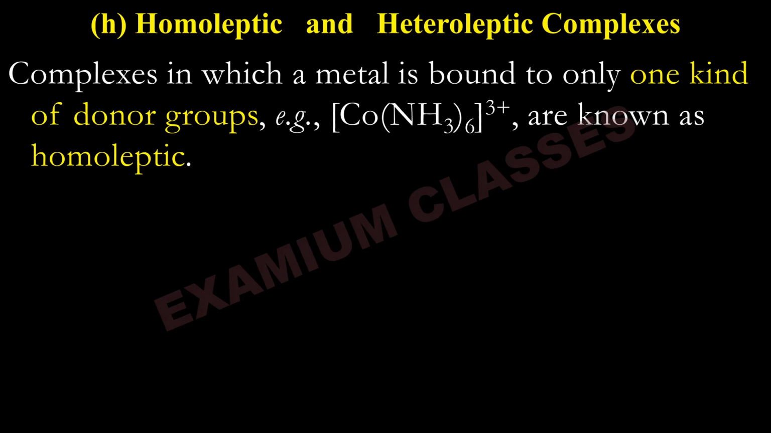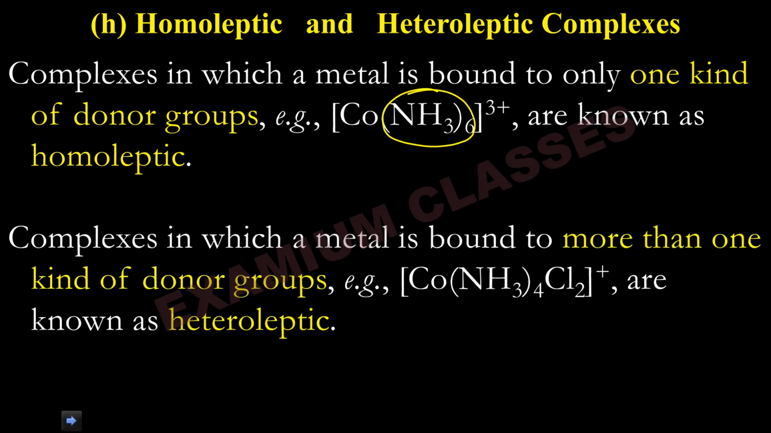Then homoleptic and heteroleptic. Homoleptic means all the ligands are the same. Hetero means different. The ligands are not the same. So if I am saying [Cu(NH3)6], this has only one ligand, NH3. There are 6 NH3. So it will be called homoleptic. But if I have different types, for example, here I have NH3 and chlorine also, this will be heteroleptic. So just remember these terms: homoleptic, heteroleptic.